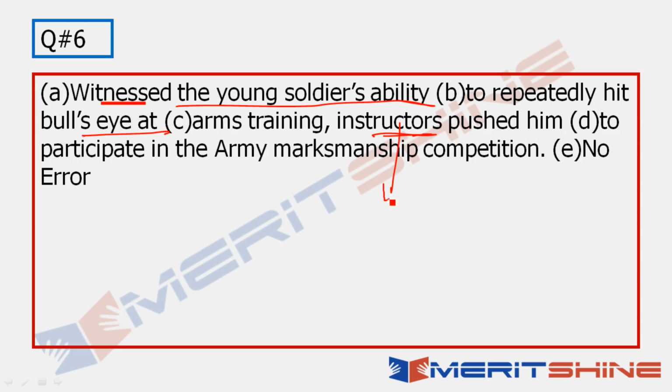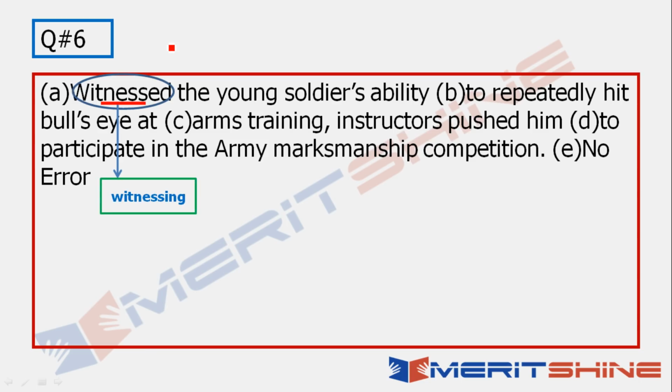Instructors pushed him. So instructors witness something. Now if instructors witness something, so this part is a modifier phrase, and a modifier phrase has to start with witnessing and not witnessed, right? So you remember the modifier errors that we also did, dangling modifier error, misplaced modifier error. There was no modifier error in this particular question, but wrong parts of speech has been used.